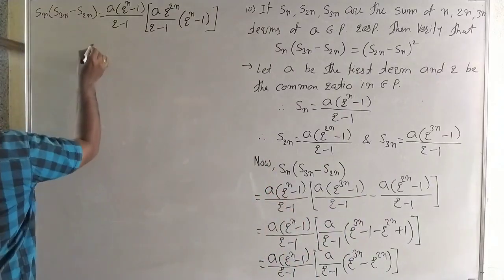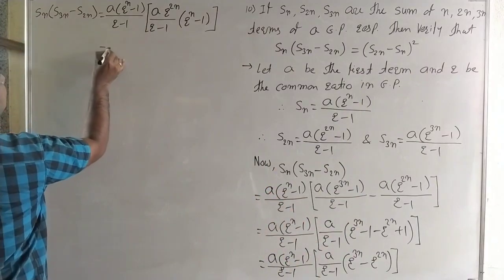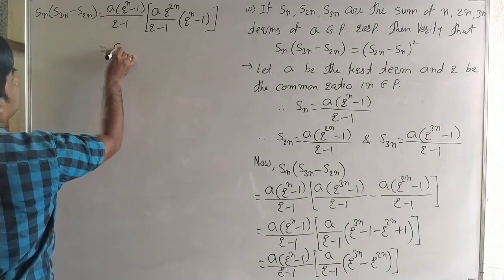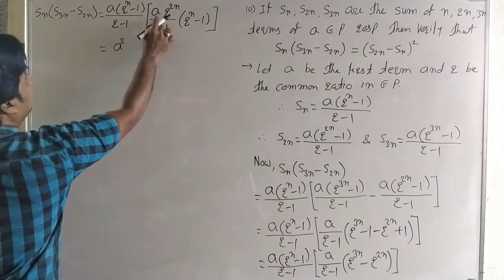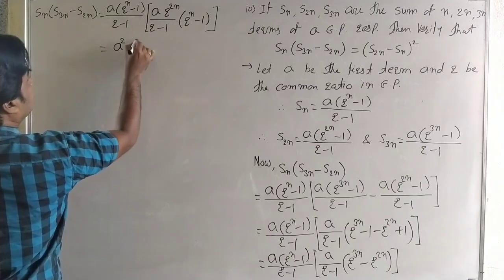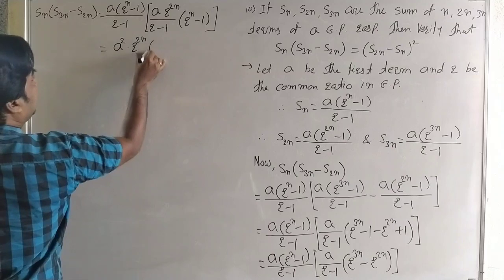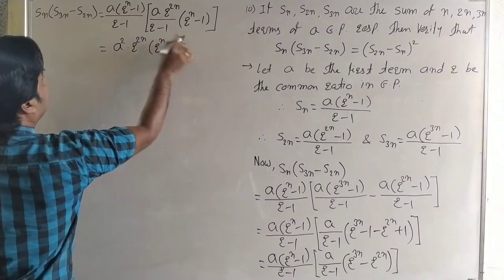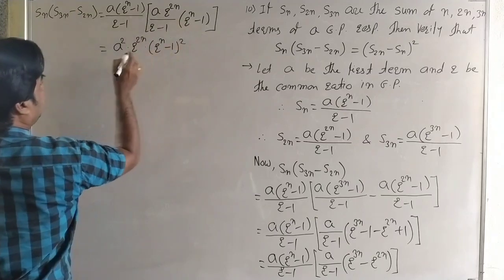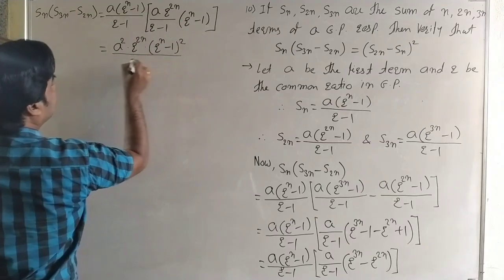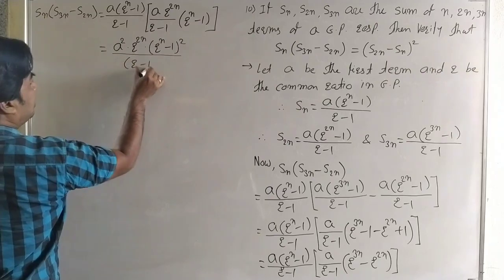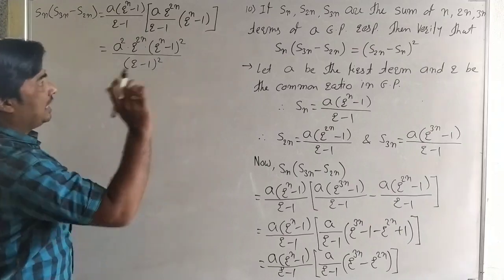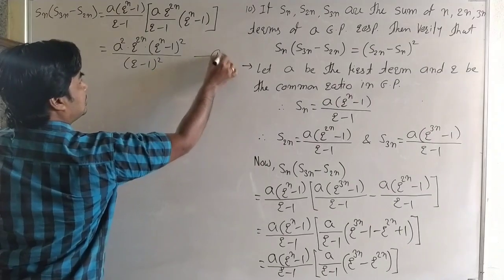Then the calculation of this term: A into A is A square, then R to the power 2n, into R to the power n minus 1 whole square, upon R minus 1 whole square. It is the value of this LHS. We take this as equation number 1.